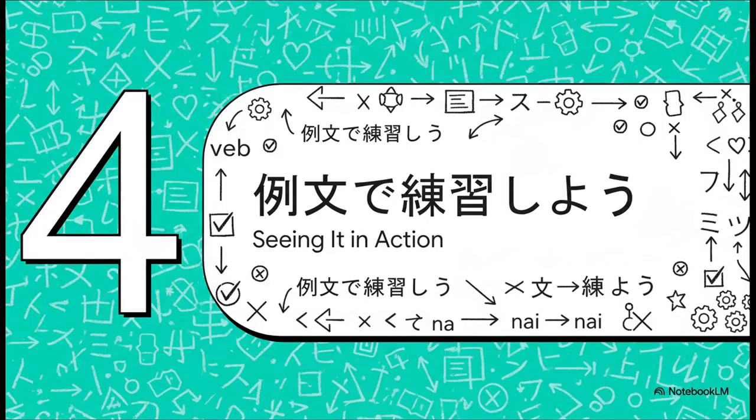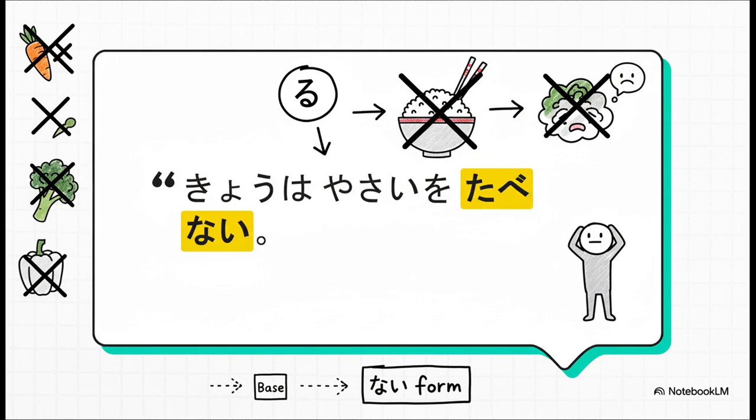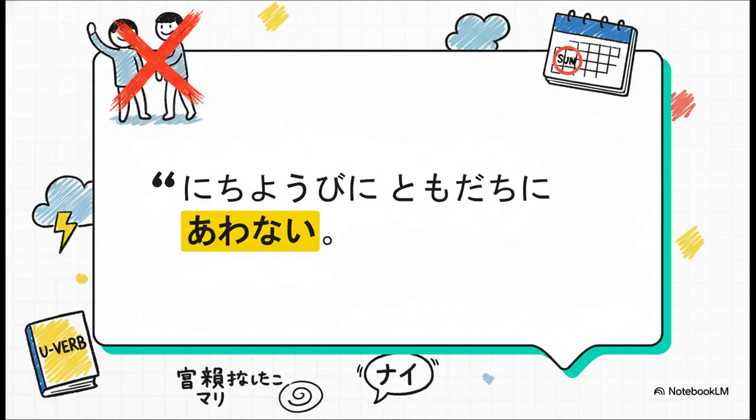Okay, so we've got the rules down. Now let's see how they actually look in real sentences. This is where it's all going to click together. So here's our Ru-verb, taberu, in action. It becomes tabenai, giving us, today I will not eat vegetables. See how perfectly that just fits right in? Next up, let's look at a U-verb, au, to meet. We just follow our sound change rule, that u becomes wa, and we create awanai. The whole sentence, on Sunday I will not meet my friend.